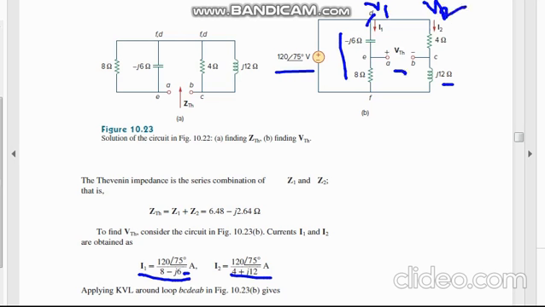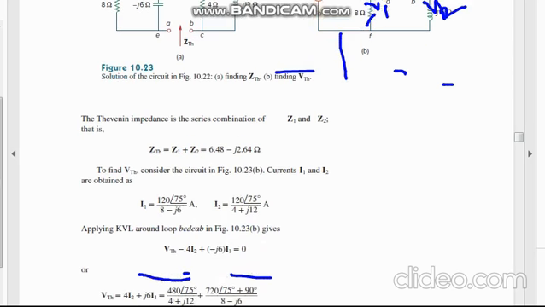So V1 minus V2, you can easily get V Thevenin. From here you can get that V Thevenin is 4 I2 minus J6 I1. Just calculate it to find out this.